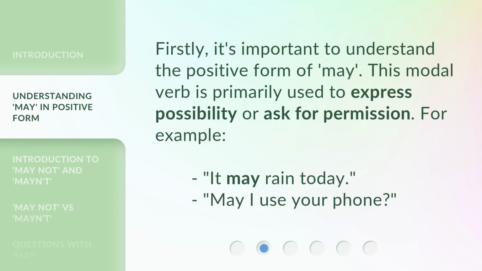Firstly, it's important to understand the positive form of may. This modal verb is primarily used to express possibility or ask for permission. For example, it may rain today. May I use your phone?